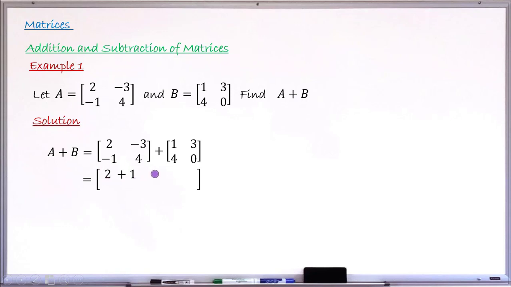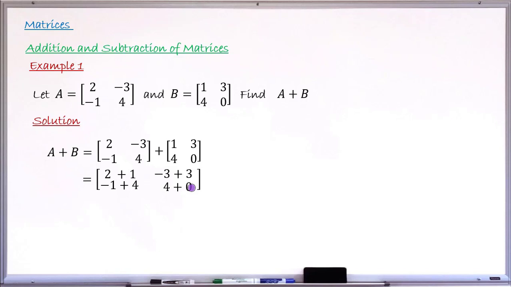I'll continue. The element here will be this element plus this element: minus 3 in the first matrix plus 3 in the second matrix gives you the entry here. Next, moving to the second row, minus 1 plus 4. And the last will be 4 plus 0, because the rule says we are to add the corresponding entries, that is entries in the corresponding positions in the two matrices.